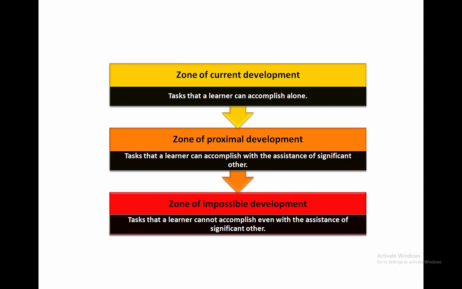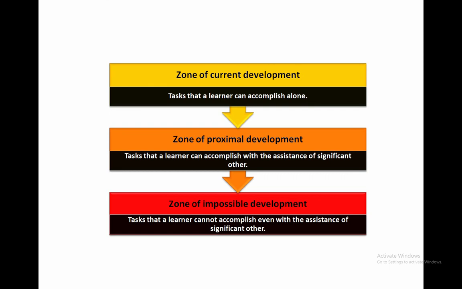For Vygotsky, before the significant other mediates between the learner and the task, there is a key factor that should be taken into account. It is the zone of development or the level of the learner. We can distinguish between three zones of development. The zone of current development involves tasks that a learner can accomplish alone. The zone of proximal development involves tasks that a learner can accomplish with the assistance of significant other.